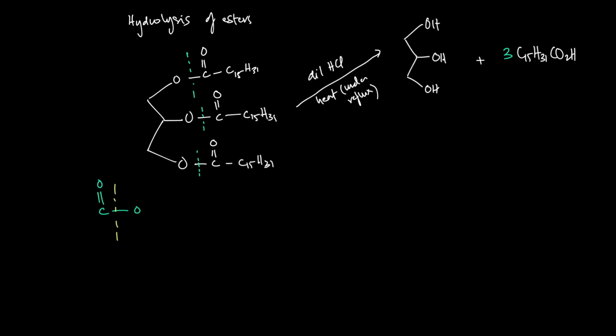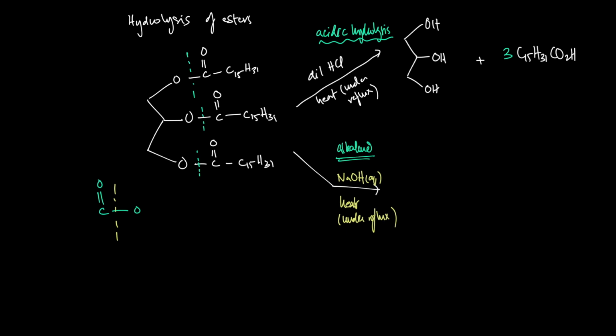Now, what if on the other hand, I used NaOH aqueous? So this was an example of acidic hydrolysis. Now I can also have alkaline hydrolysis. In alkaline hydrolysis I use NaOH aqueous and again I'm going to heat. And it's the same idea. The ester linkage will break, and I will make an alcohol.